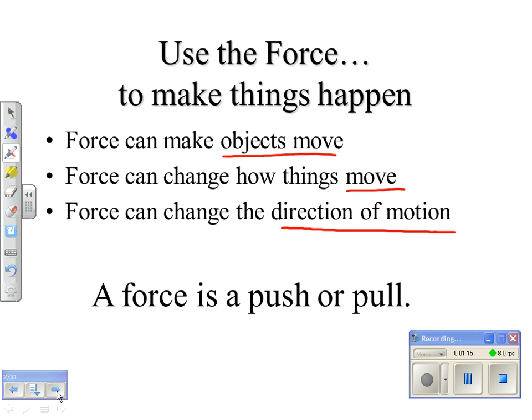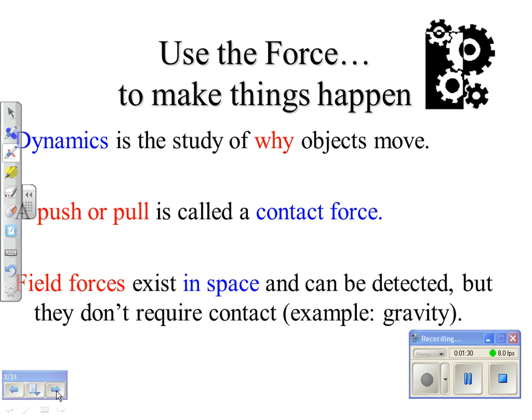So a force is really any push or pull. Some of you are familiar with that because maybe you have siblings that you've pushed and or pulled. My sons often do that, so they're applying force. And now, we can also use force to make things happen.